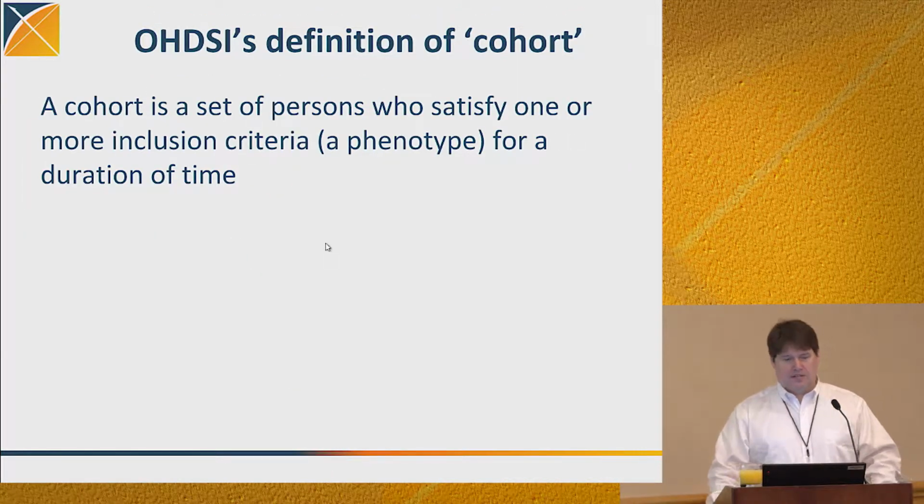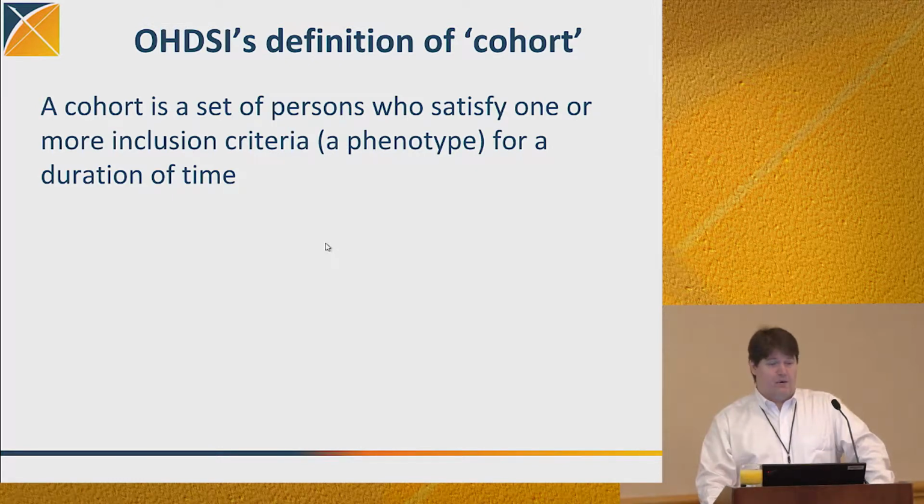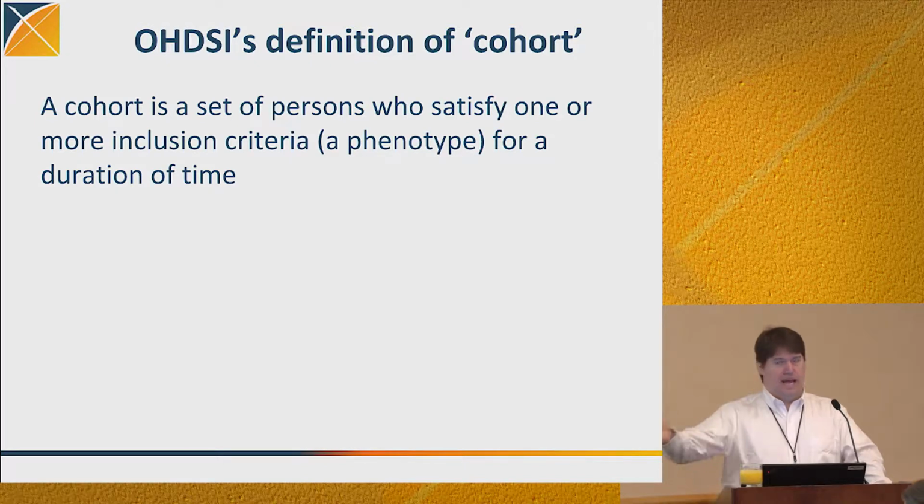So the definition of a cohort is a set of persons who satisfy one or more inclusion criteria, which we call the phenotype, for a duration of time. The important difference between a phenotype and a cohort definition, or a cohort, is the element of time. It's one thing to say that we have a case. It's another thing to say that this person was a case for this period of time. So we're going to be talking about phenotypes as a way of identifying the time that a person satisfied the criteria for a cohort, but the cohort itself will be the time durations of when a person satisfied that phenotype.